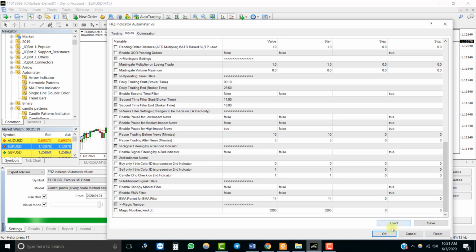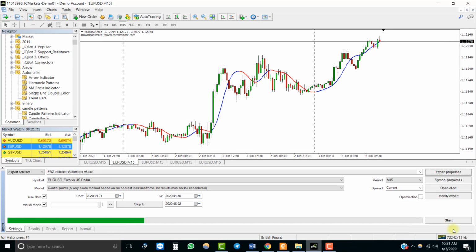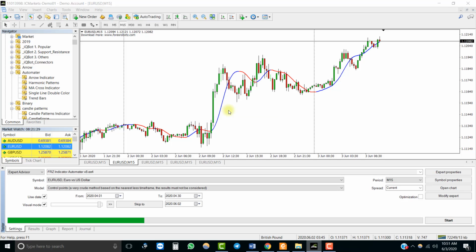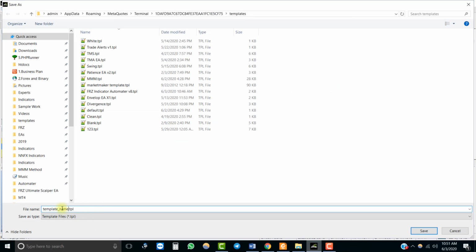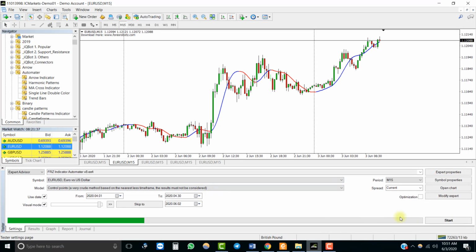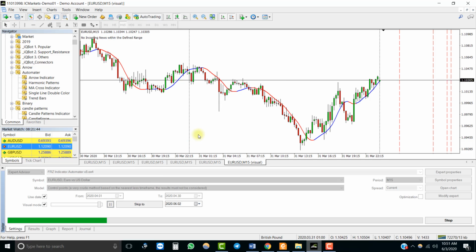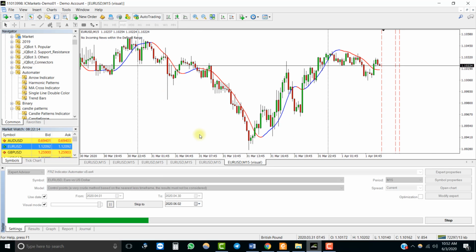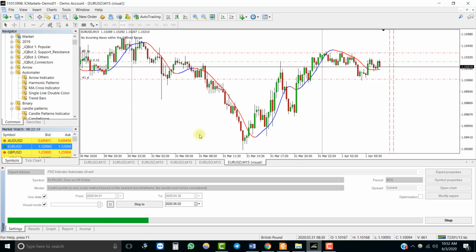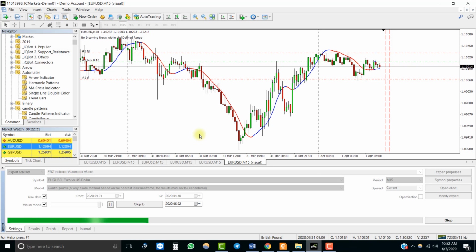We will also save a template with this indicator so that we can see the indicator when the backtest is running. Now let's run the backtest. You will notice that the EA took a buy trade when the blue line started.